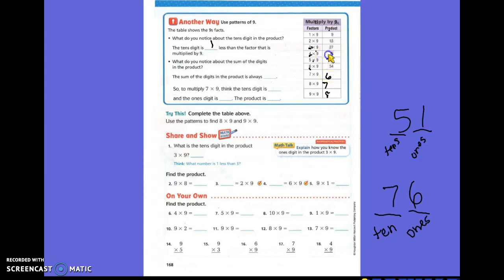Guys, I'm worried. You guys are making me think we need to go back to addition.